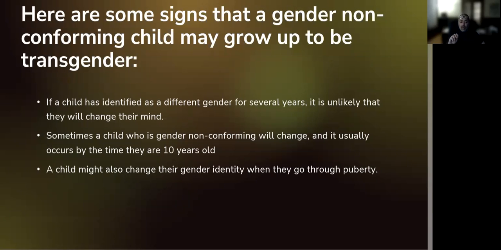A child might also change their gender identity when they go through the puberty period. So, for example, a 12-year-old physical male who has identified as a female since the age of 4 will likely remain transgender for life. Sometimes a teen who has never shown any issue with gender identity or expression will start changing their idea as their body begins to change.